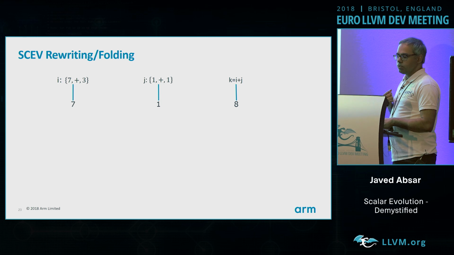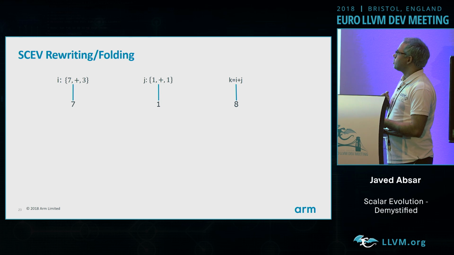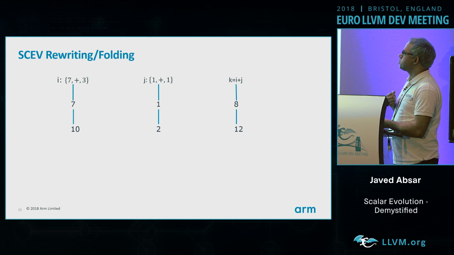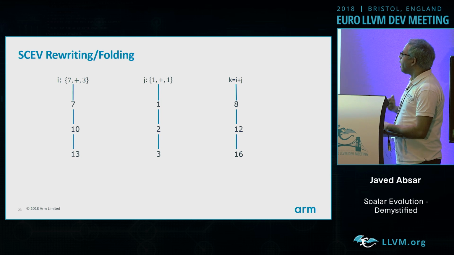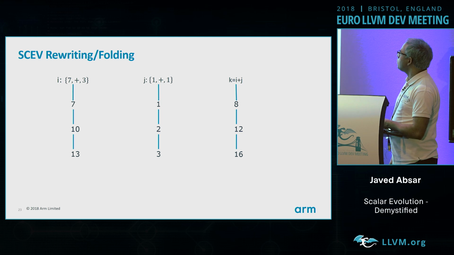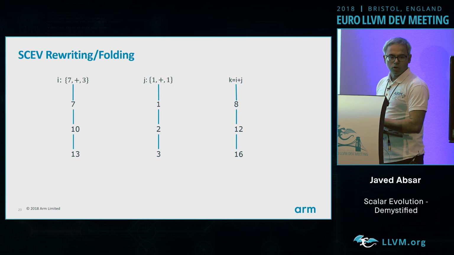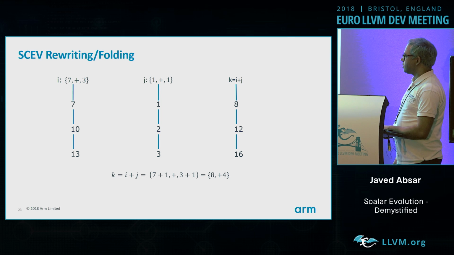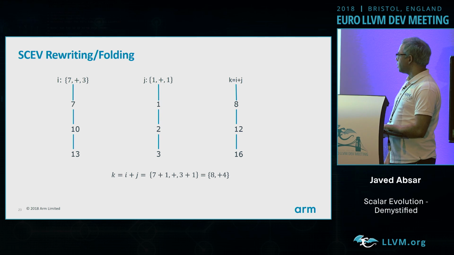Okay? So we run through. The first time i will be 7, j will be 1, and k will be i plus j, which is 8. Okay? Next iteration of the loop, 7 increments by 3 and becomes 10, j by 1 becomes 2, and k is 10 plus 2, which is 12. We carry on. Now if you step back and say, okay, k starts with 8 and every time increments by 4, right? So for k, I can write the recurrence 8 plus 4. And it's no coincidence. 8 is 7 plus 1, and 4 is 3 plus 1.